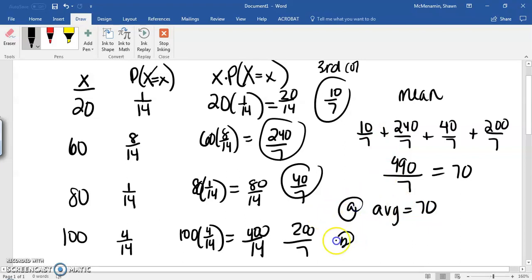And then for part B, it's asking you for the mean. The mean is also 70, right? Average and mean mean the same thing. For part C, which is standard deviation, we're going to use StatCrunch. So let's log into StatCrunch.